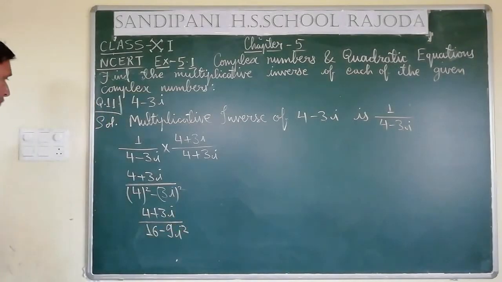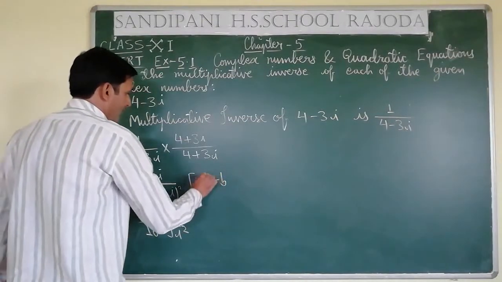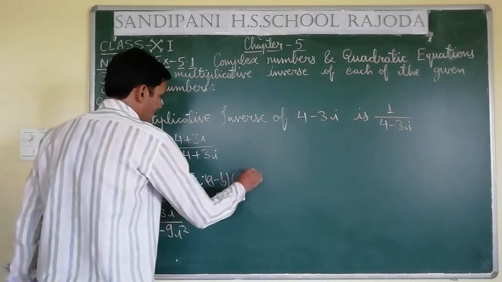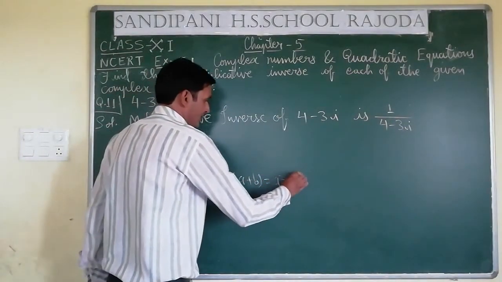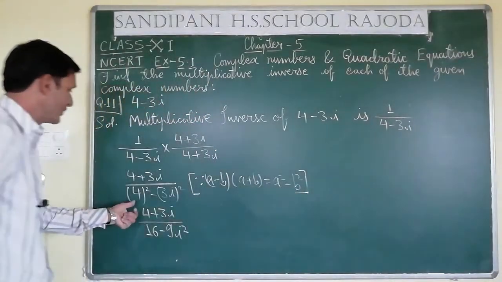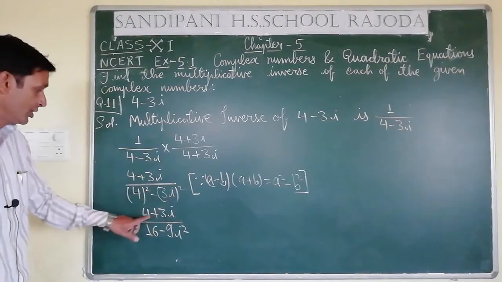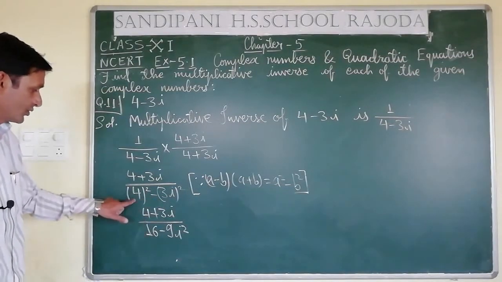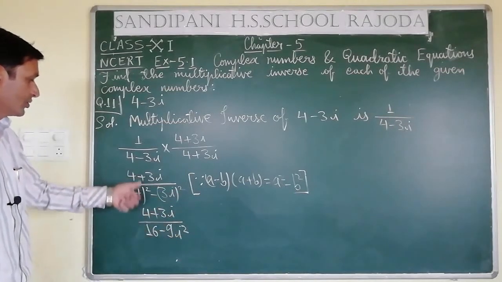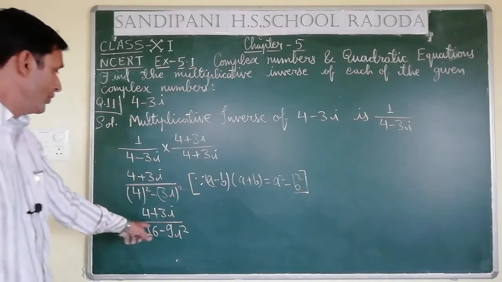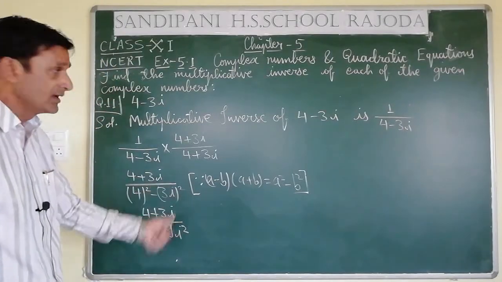That will be equal to, here we applied one formula, that is (a minus b) into (a plus b) will be a square minus b square. So here (a minus b) into (a plus b) is equal to a square minus b square. That's why in place of a, 4 is there and in place of b, 3i will be there. So we have squared it. So square of 4 is 16, square of 3i is 9i square. So now what we have to do? We have to solve this particular part by putting the value of i square, which is -1.